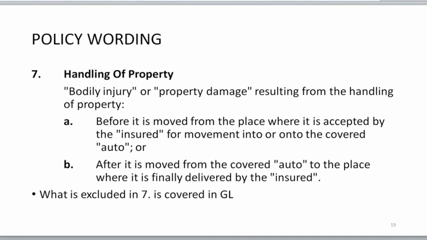The auto policy says we exclude bodily injury and property damage resulting from the handling of property before it is moved from the place where it's accepted by the insured, or movement into or onto a covered auto, or after it is moved from the covered auto to the place where it's finally delivered by the insured. And so we have the loading and unloading exposure, and we have to, again, coordinate that with the GL. So the first consideration is to make sure the insured also has GL. This is the biggest exposure.